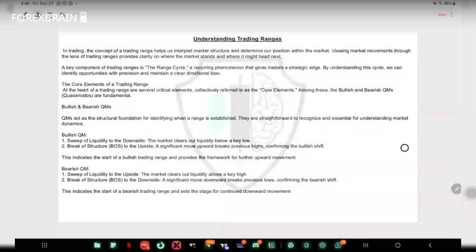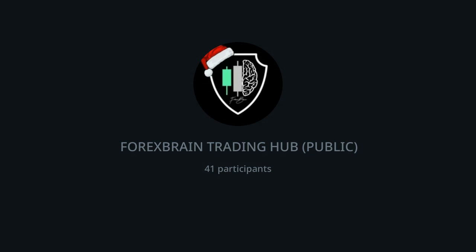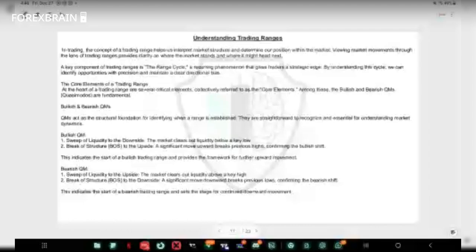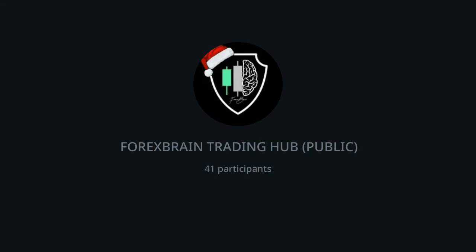Viewing the market movement through the lens of trading range provides clarity on where the market stands and where it might head next. Very, very important. The key component of trading range is what we call the range cycle, a recurring phenomenon that gives traders a strategic edge. By understanding this cycle, we can identify opportunity with precision and maintain a clear directional bias, sometimes without even going to the higher time frame. But we will not want to do that, because we want to apply logic and not trade the pattern. Applying the logic is really, really important. So the core elements of a trading range are what we'll be discussing now.